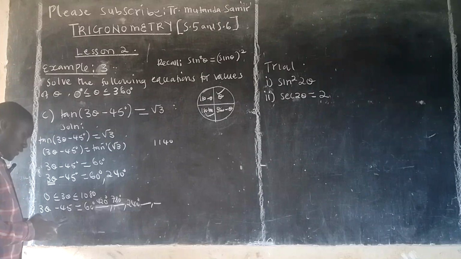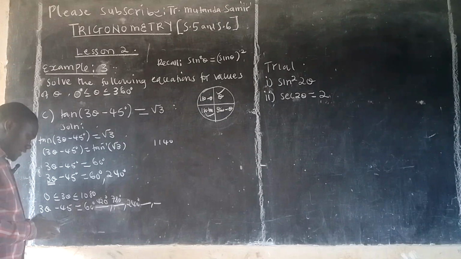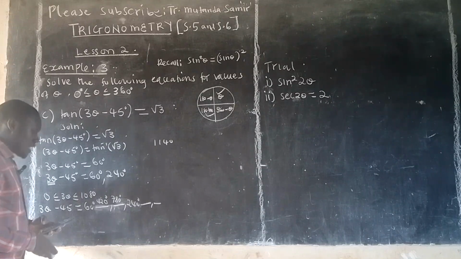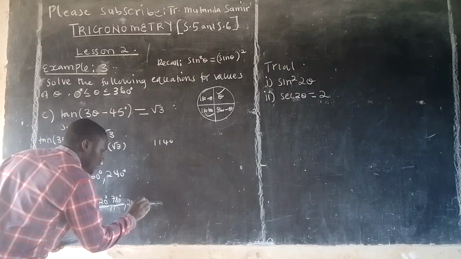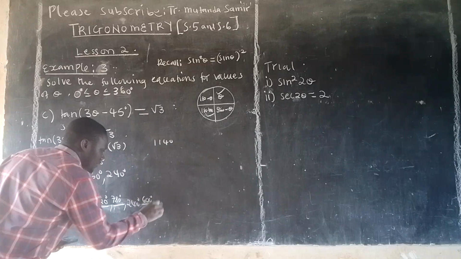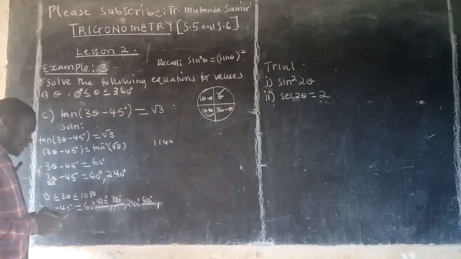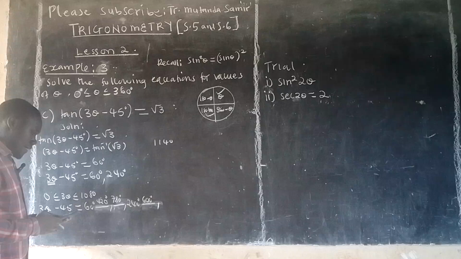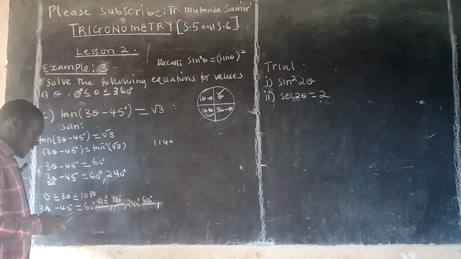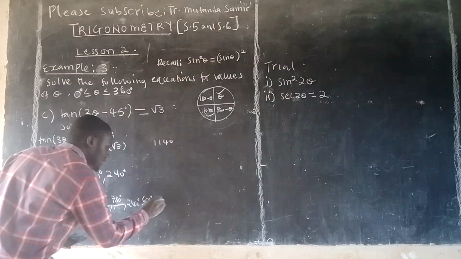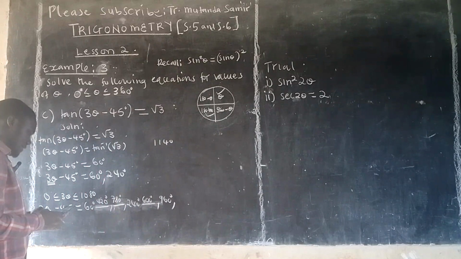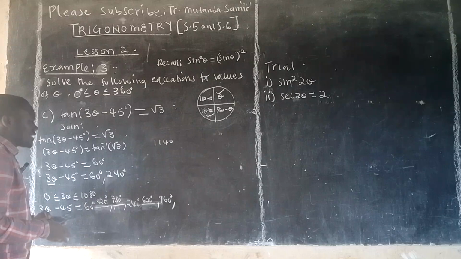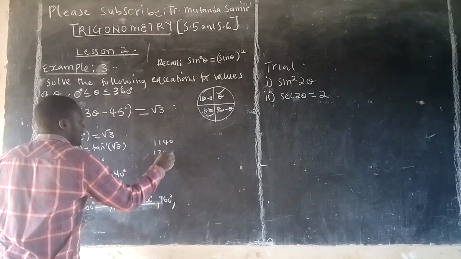Now I go and accumulate the 240. So 240 plus 360. That is 600. You have here 600 degrees. All right, so that plus 360 gives us 960. 960 plus 360 will give us 1320, which is beyond the range.